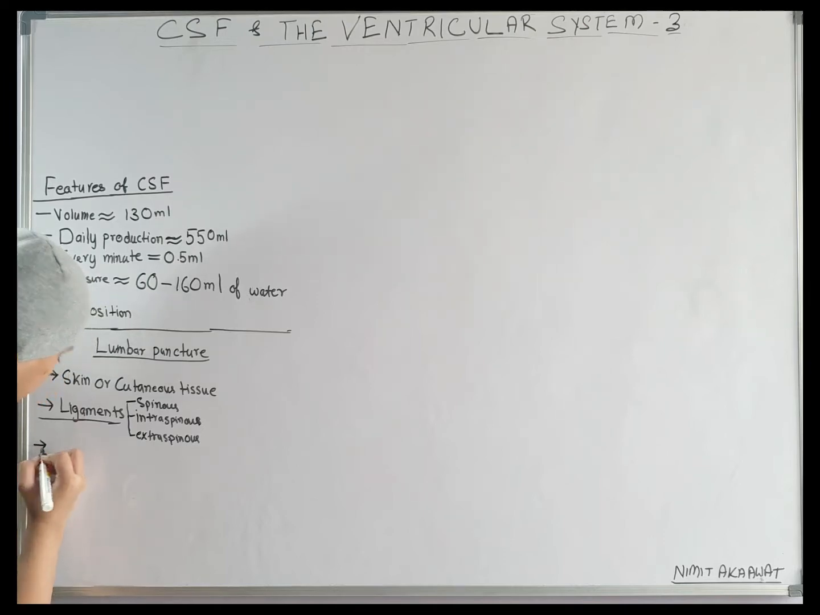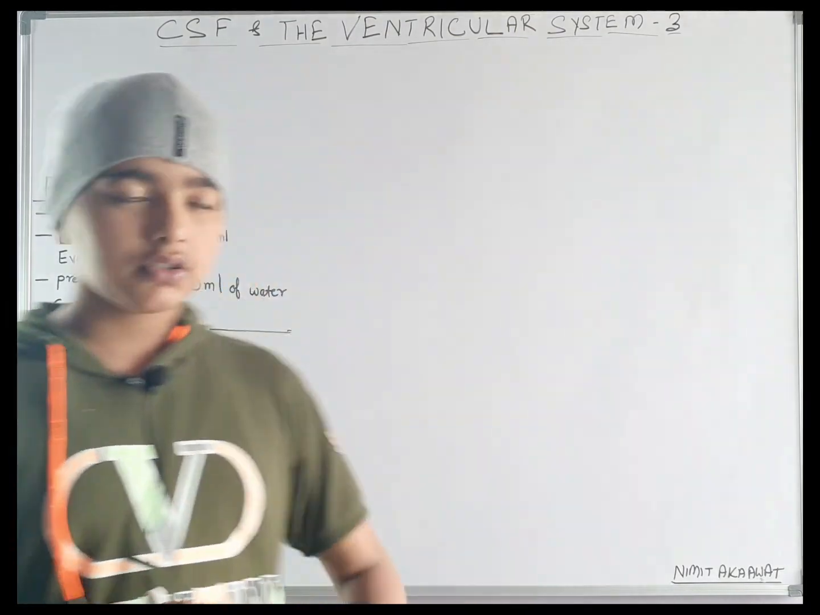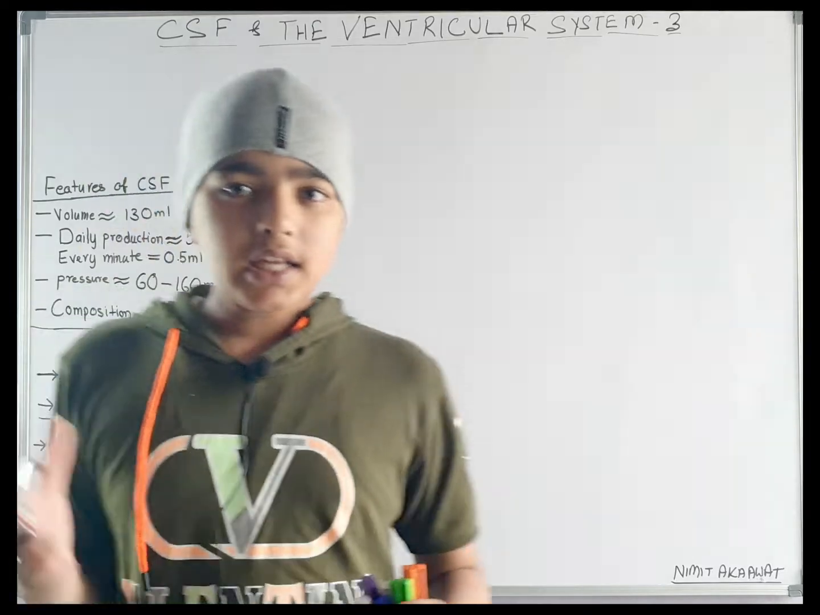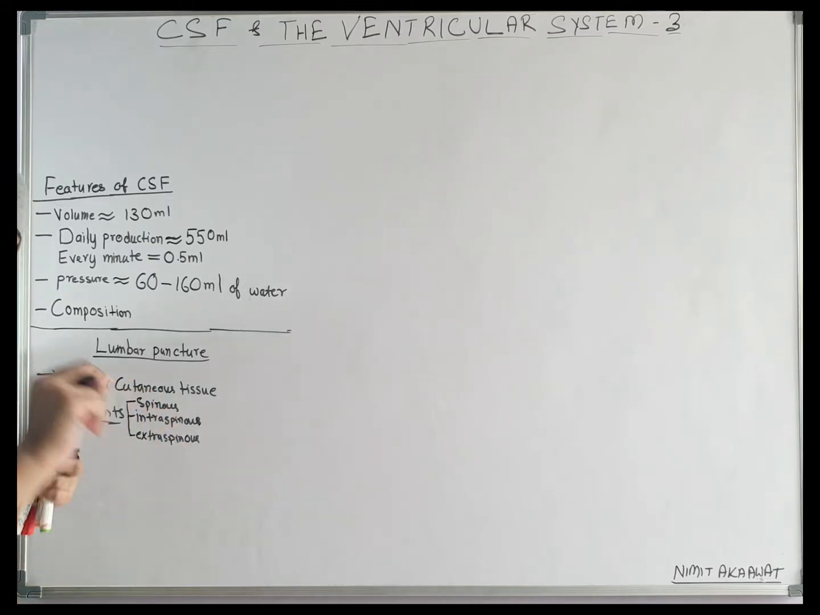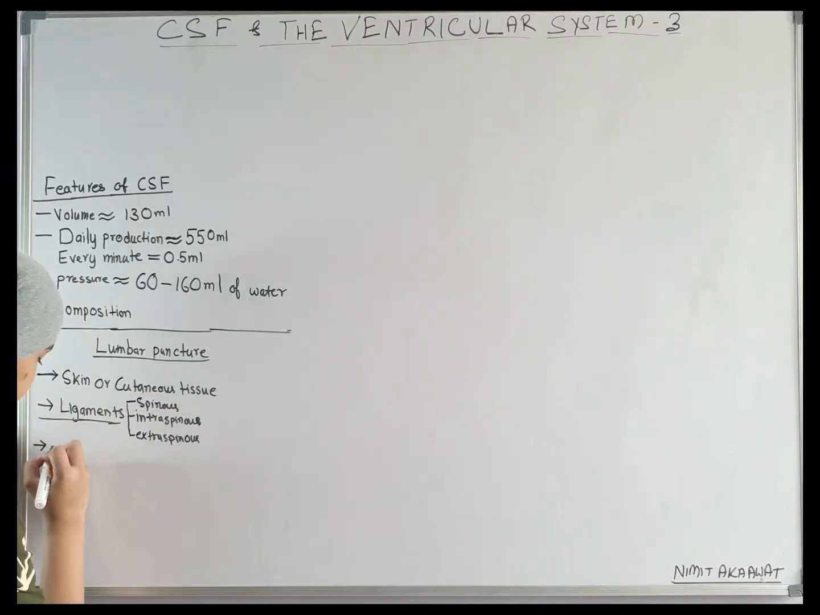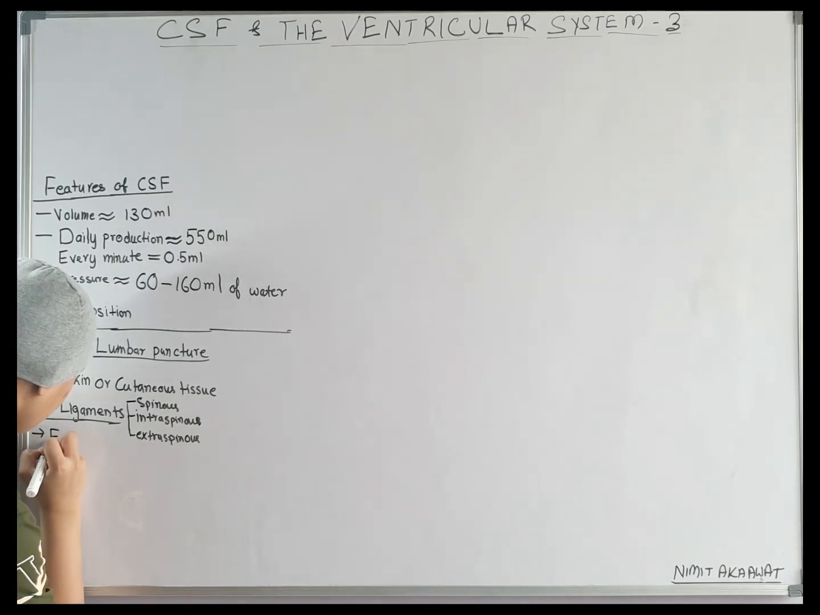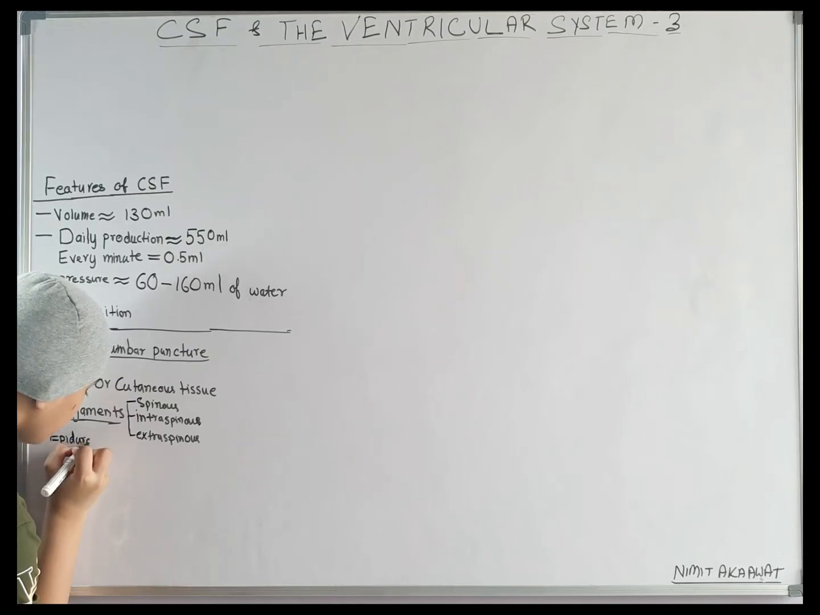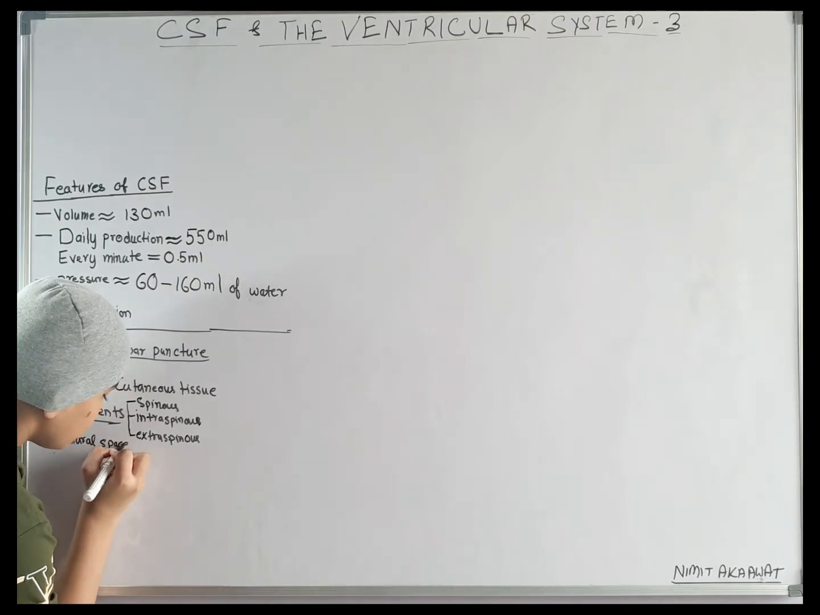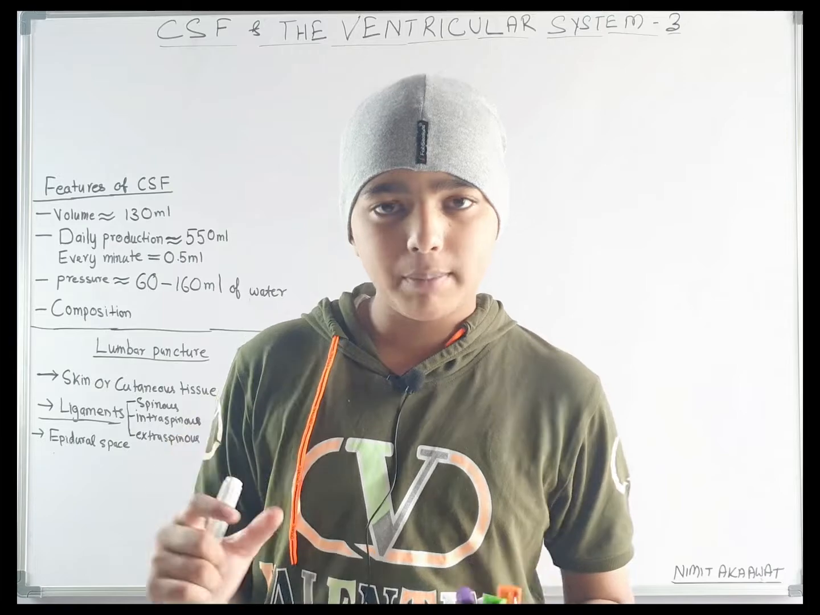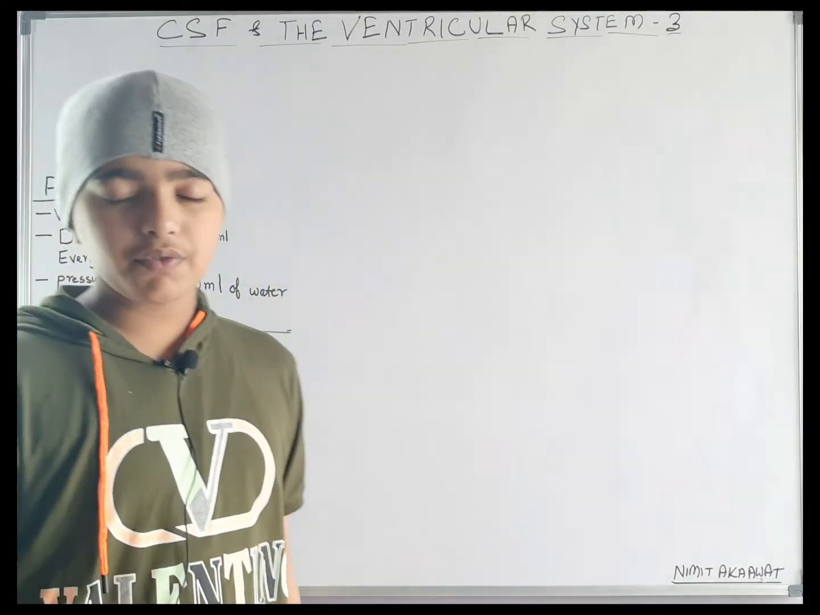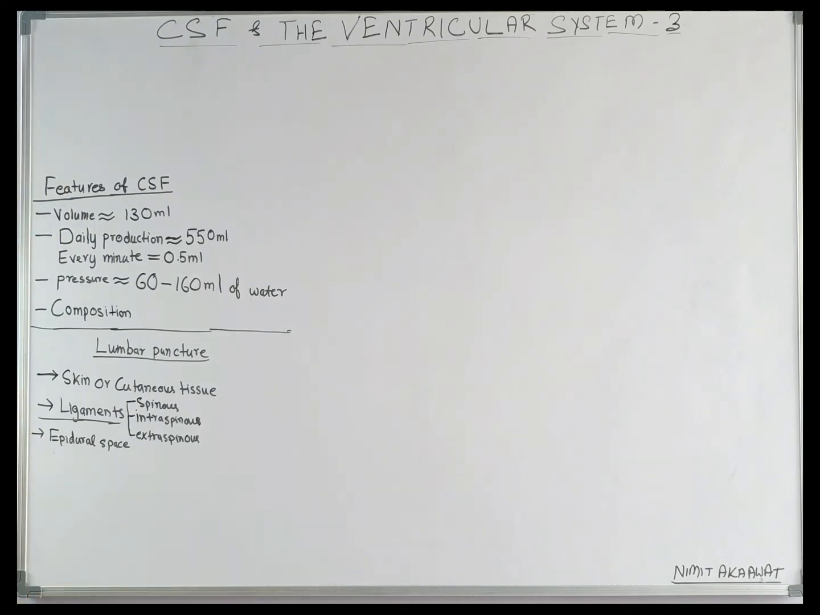After the ligaments, the needle of lumbar puncture will pass through the epidural space. In the brain there is only a potential epidural space, but in the spinal cord there is a real space between the two layers of dura mater, the periosteal layer of dura mater and the meningeal layer of dura mater.